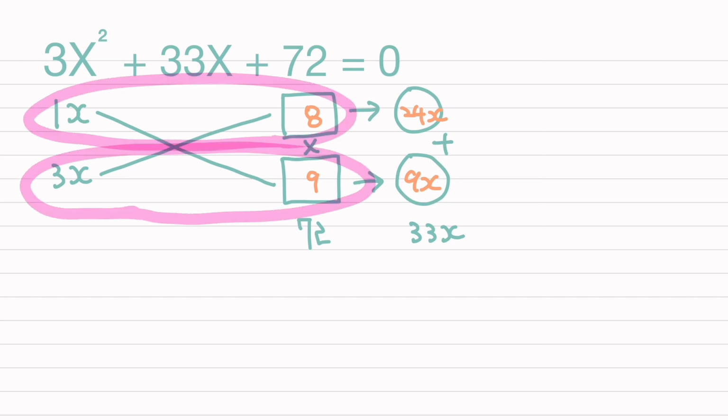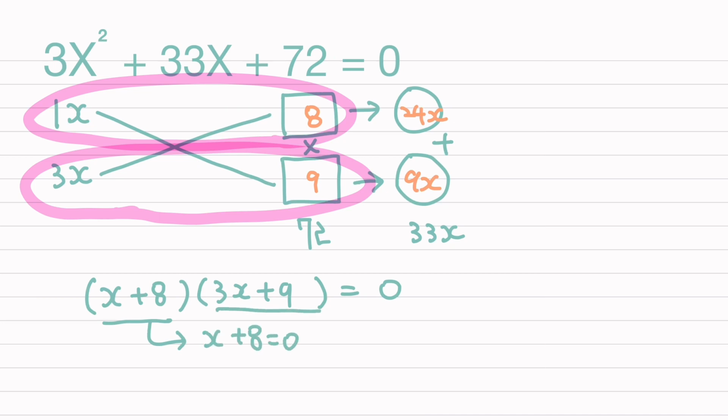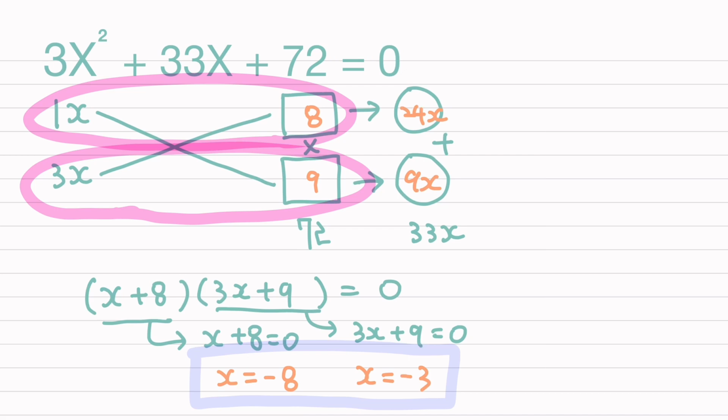The first pink circle gives me x plus 8. The second circle gives me 3x plus 9. And when multiplied together gives me 0, meaning either x plus 8 is equal to 0 or 3x plus 9 is equal to 0. And if x plus 8 is equal to 0, x should be equal to negative 8, or x should be equal to negative 3. And those are my final answers, so I'm going to box them and be done with this problem.